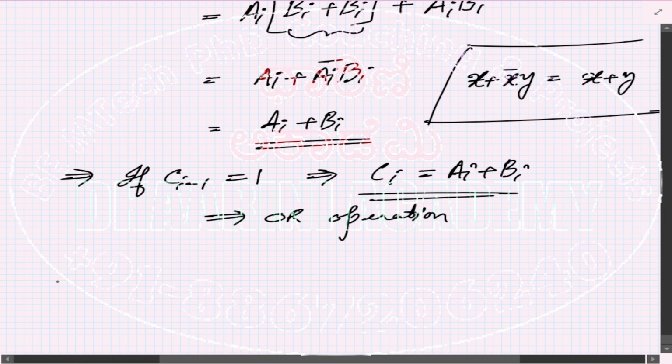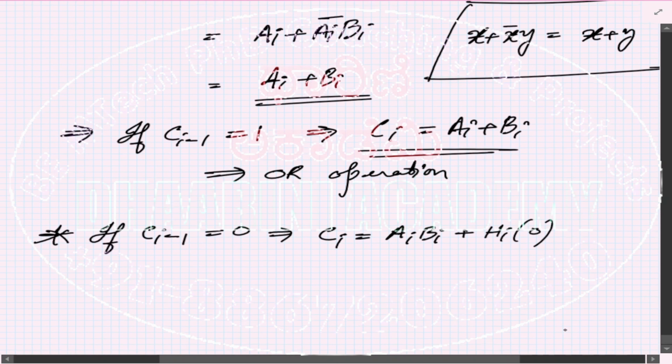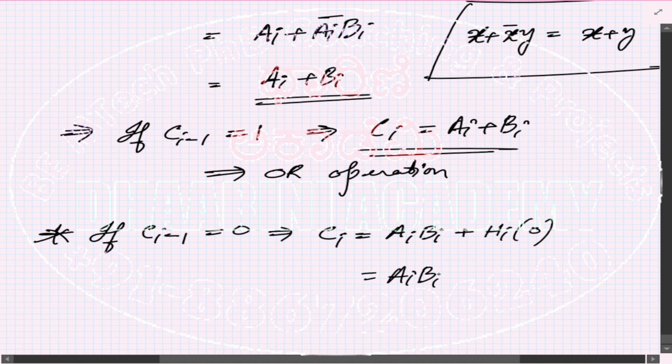Okay, so one more is left. I just have to look at how to get the AND output. So in order to get the AND output, let's look at this. If CI minus 1 equals 0, calculate HI, calculate the CI, then CI is equal to, the equation says, AI BI plus HI into 0. So what is this? This is simply AI BI. This itself is AND.